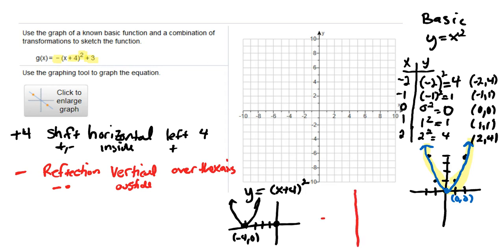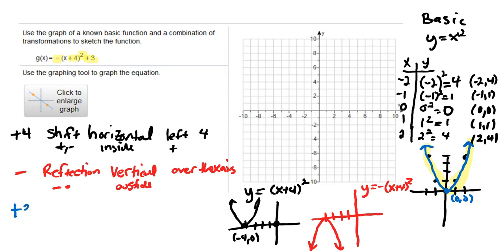So thinking about our graph, now if we take y equals negative (x plus 4) squared, so throwing in that negative, we'll take our graph and reflect it over the x-axis. So instead of it being an up-facing parabola, it's a down-facing parabola.